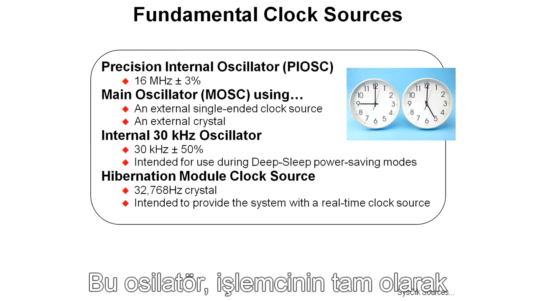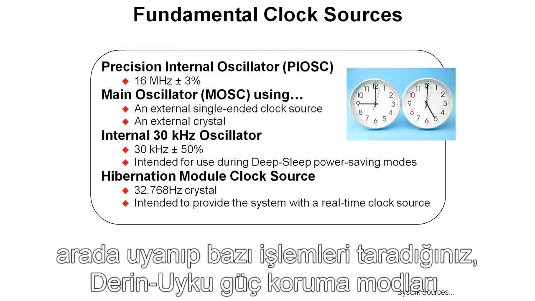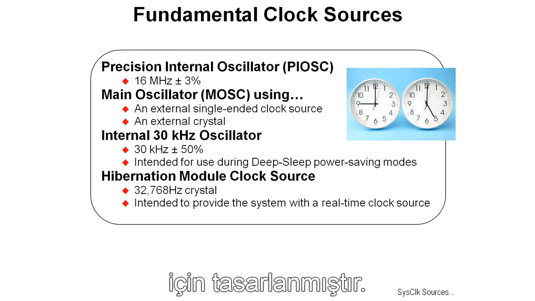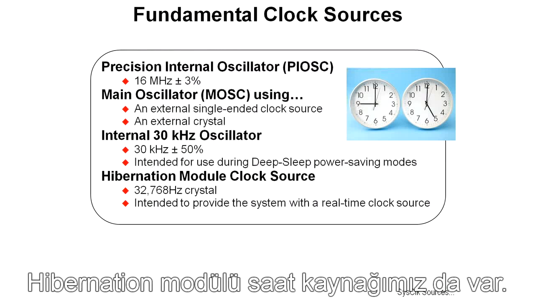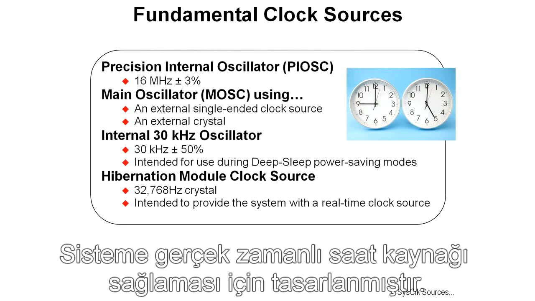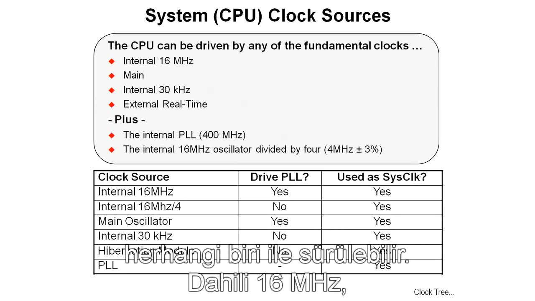This is intended for use during deep sleep power savings modes when you really don't care how fast the processor is running. All you want to do is kick it over and maybe poll for some activity. We also have the hibernation module clock source, which runs off the 32768 Hz crystal. That's intended to provide the system with a real-time clock source. The system clock, or the CPU clock, can be driven by any of the fundamental clocks.